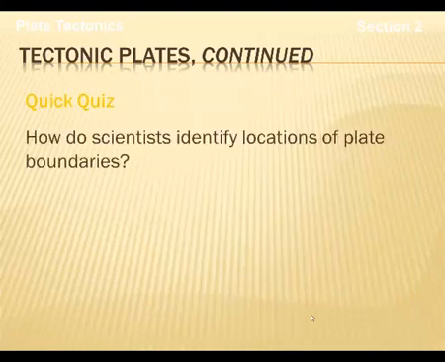So, quick quiz. How do scientists identify locations of plate boundaries? Take a minute, think about the question, answer it.